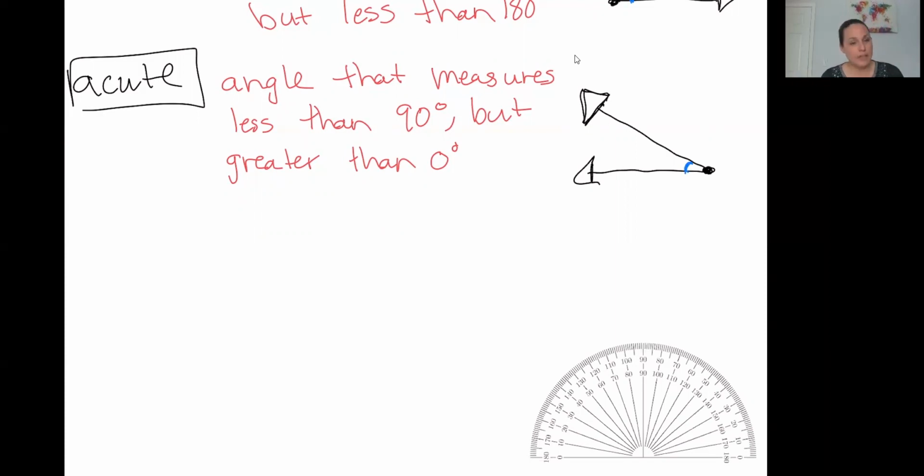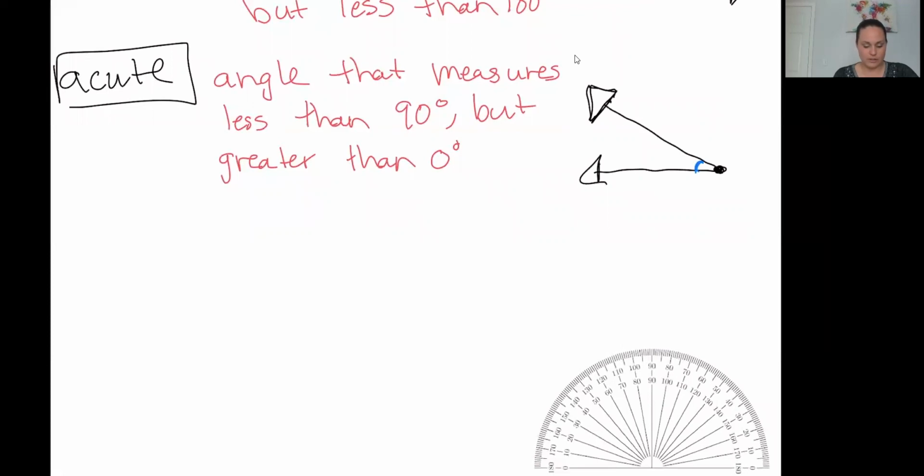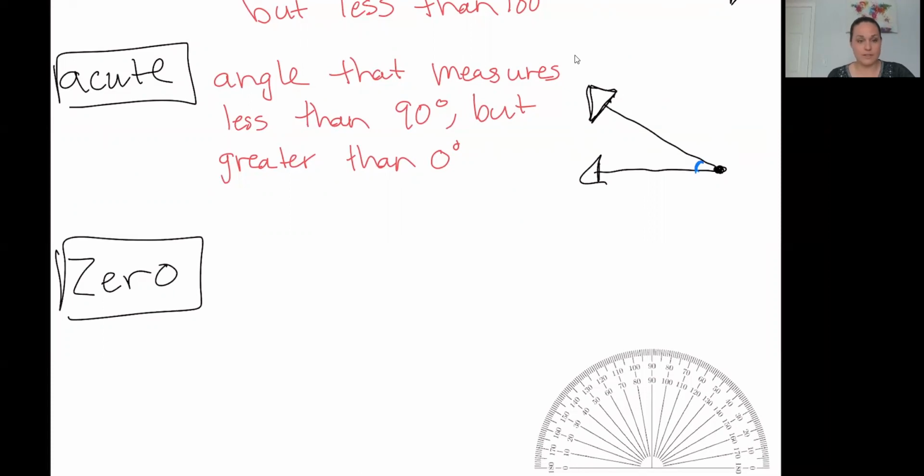All right, so we've got the review ones. Those may have been new to you, depends on for some of you, but right angles, acute angles, and obtuse angles are probably some that you've heard of before, but we're gonna go over 2 new ones today. And these are what you'll need for your assignment. So the next one is called a zero angle. Okay, and this one is a lot like what the name says.